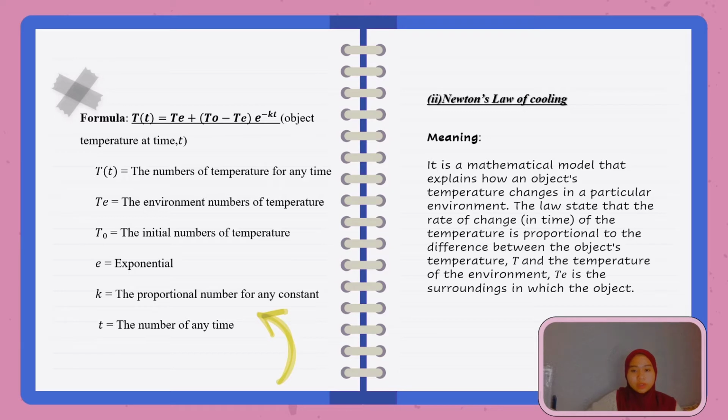The formula of Newton's law of cooling is T(t) = Te + (T0 - Te) e^(-kt). T(t) is the temperature at any time. Te is the environment temperature. T0 is the initial temperature. E is exponential. K is the proportional constant. T is the time.